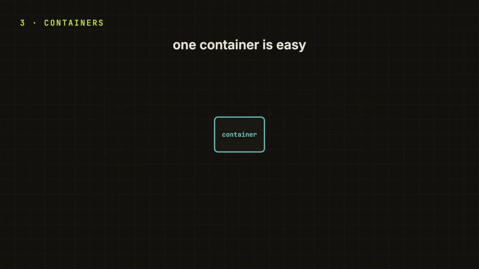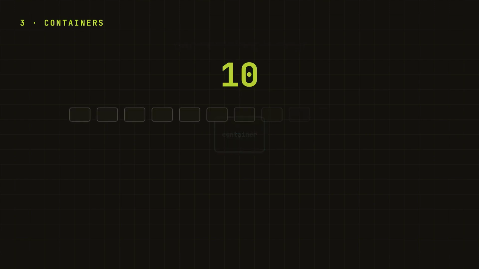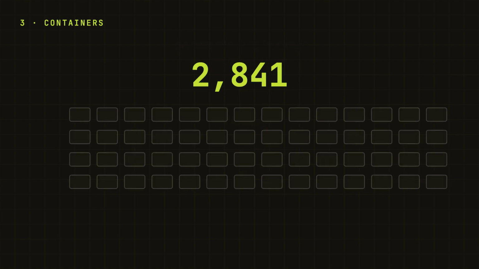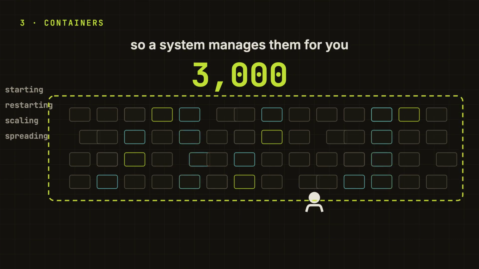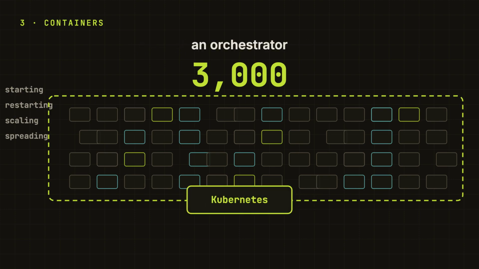Now, one container is easy, but a big store runs thousands of containers across hundreds of machines, starting them, restarting the ones that crash, adding more when traffic rises, spreading them across machines. Doing all that by hand is impossible. So, you need a system that manages them for you, and that system is Kubernetes.